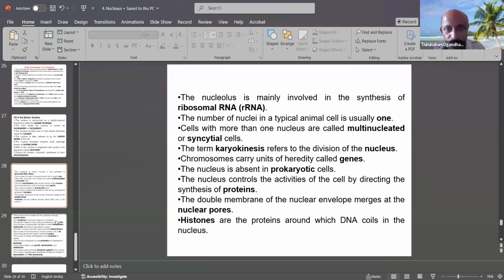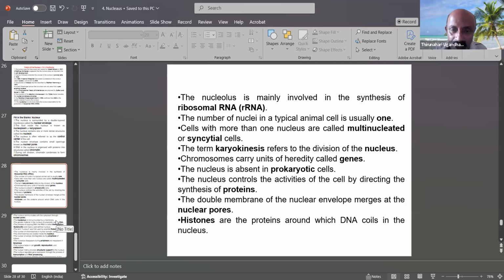The nucleus is mainly involved in the synthesis of ribosomal RNA. That is important. The number of nuclei in a typical animal cell is usually one. Cells with more than one nucleus are called multinucleated or syncytial cells. The term karyokinesis refers to the division of the nucleus. Karyokinesis and cytokinesis are both responsible for cell division, in two major stages.